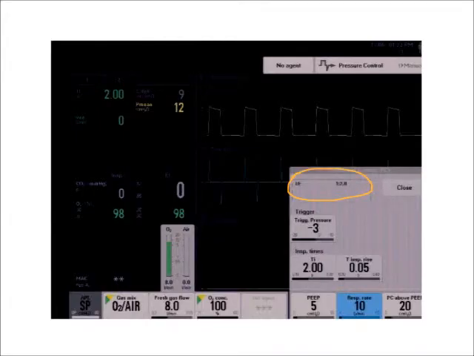And I'm circling where you can see my IE ratio. I'm going to try to keep this constant at 1 to 2. And that's all based on my respiratory rate and my I time setting. So I'll be manipulating my I time to keep a constant IE ratio. So that's an overview.